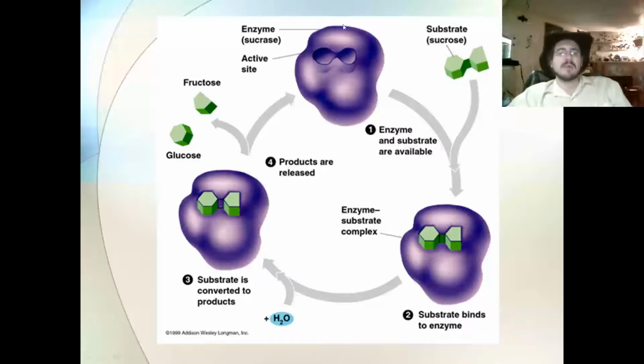So here's step one. The enzyme and the substrate are available for the reaction to occur. So the substrate binds to the enzyme at the active site, forming what we call the enzyme substrate complex. Enzyme substrate complex, just fancified science terms for the reactants are bonded to the enzyme. So at the active site, the reaction occurs. In this case, it is a hydrolysis reaction of these chemical bonds between the glucose and the ribose.